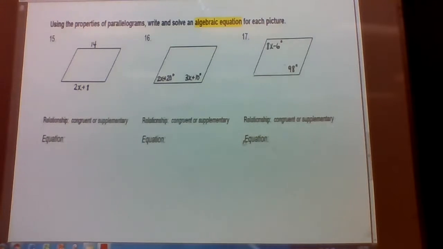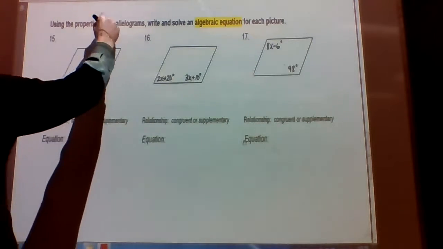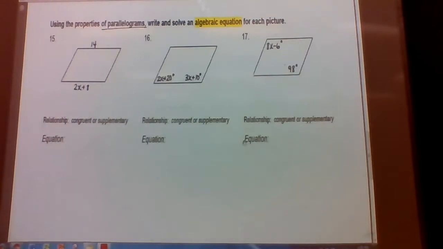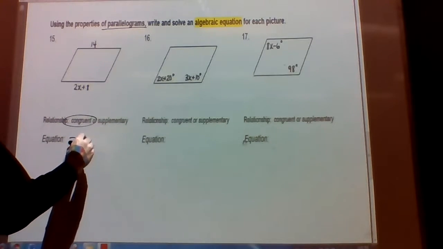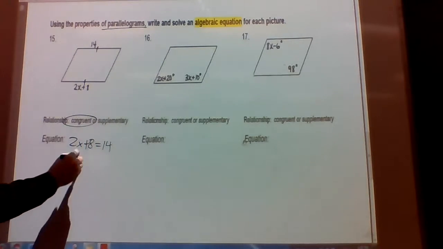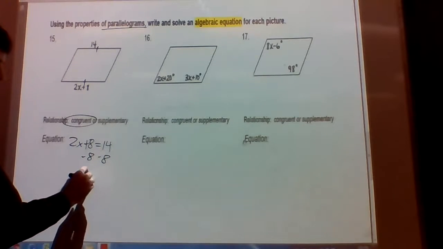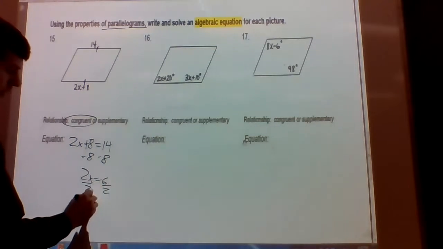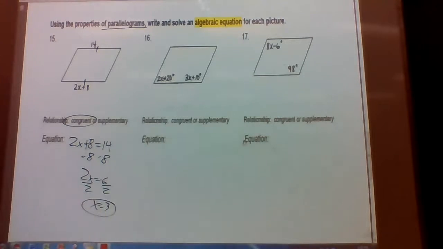So 14, okay. We notice we have opposite sides. What do we know about opposite sides? We know in a parallelogram, and these are parallelograms because it's telling us they're parallelograms. So we're given that it's a parallelogram. So we know in a parallelogram, opposite sides are going to be congruent. So opposite sides are congruent, and our equation is 2x plus 8 equals 14. Okay. Minus 8. 2x is going to be 6 divided by 2. X equals 3.